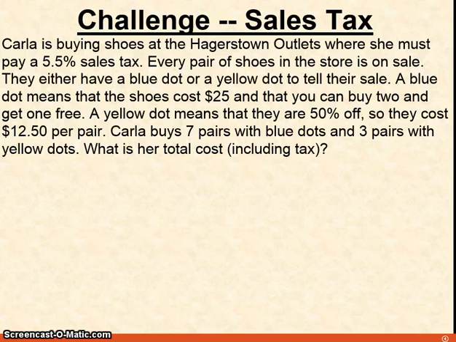A yellow dot means that they are 50% off, so they cost $12.50 per pair. That's how much every pair of yellow dot shoes cost, $12.50. Carla buys 7 pairs with a blue dot and 3 pairs with a yellow dot. What is her total cost including tax? This is a challenge question for you.